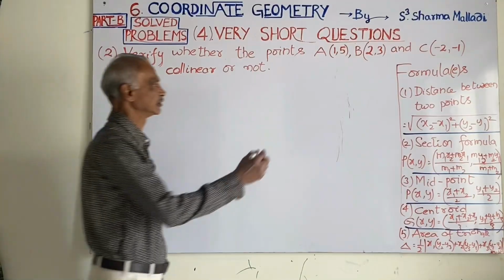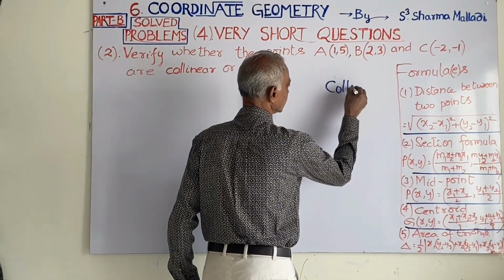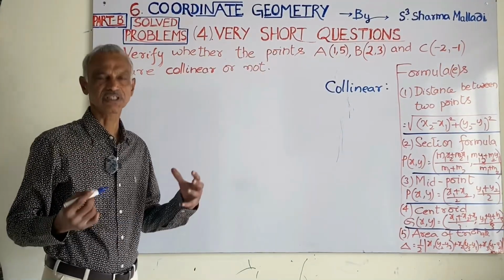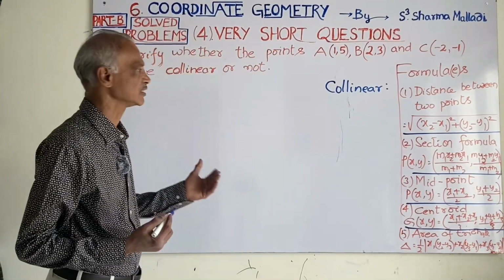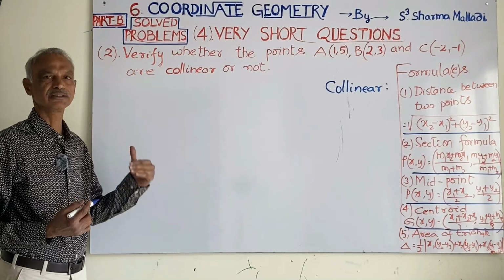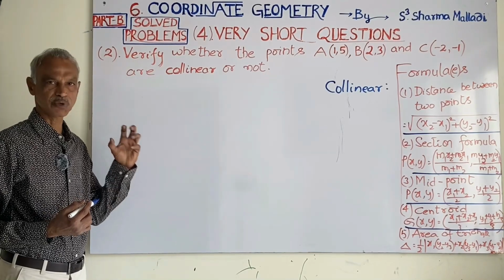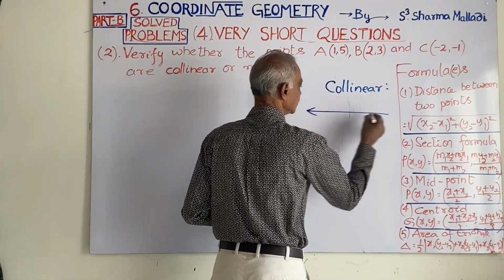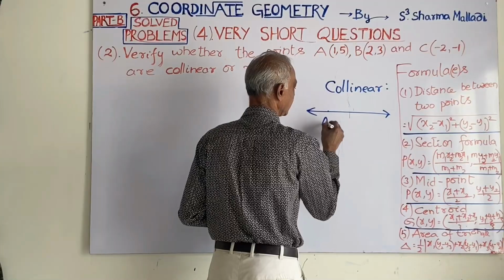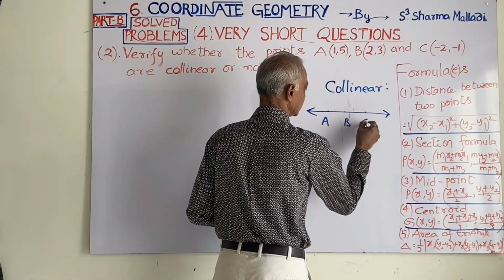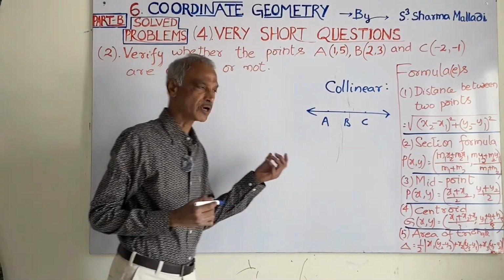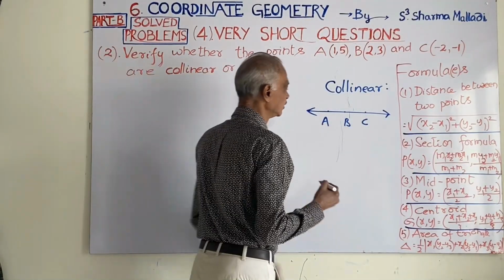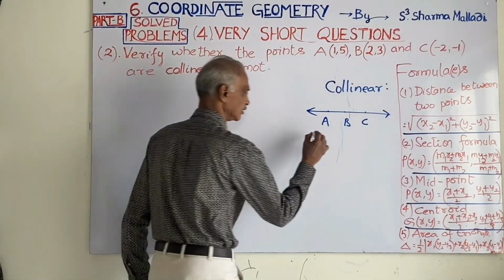What is collinear? What is the definition of collinear? If 3 or more than 3 points lie on the same straight line, then they are called collinear points. I will take a line; you can take a line or line segment. You take A, B, C, 3 points. They are lying on the same line. Then these 3 points are called collinear points.